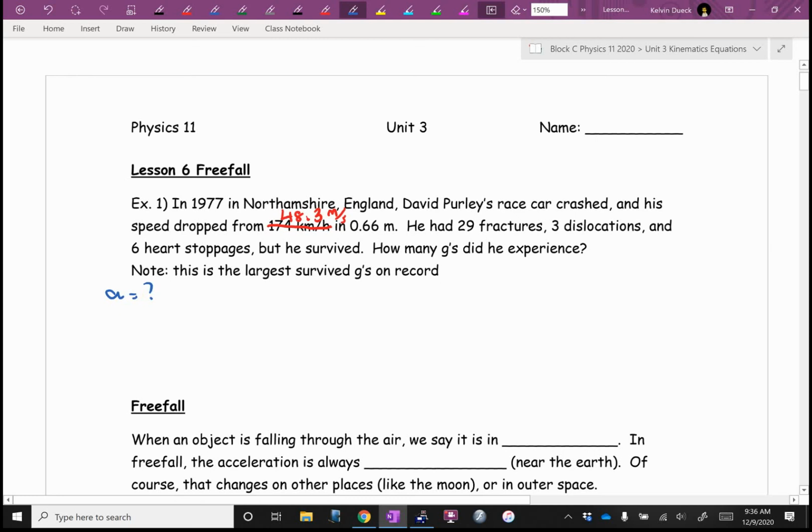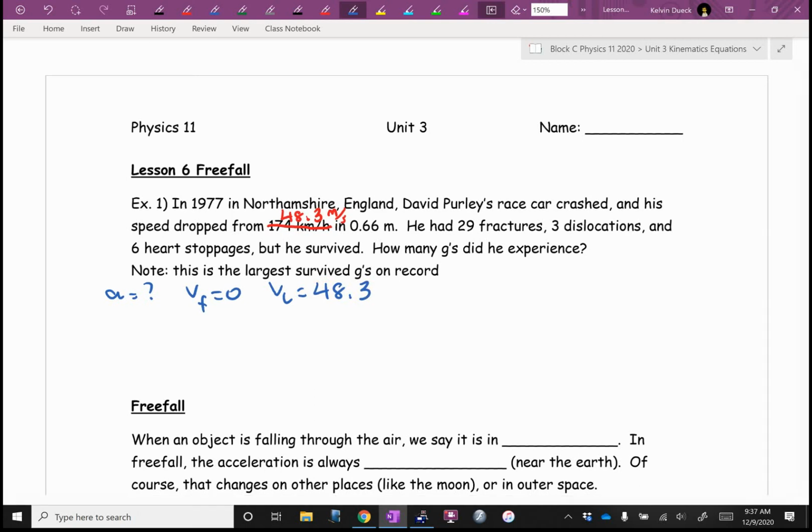What's that? 48.3. Is it VF or VI? What's VF? In pretty much any car accident, I'm pretty sure it's 0. Okay? So VF is 0, which means by logic, this must not be VF, it must be VI. What's that? 0.66.